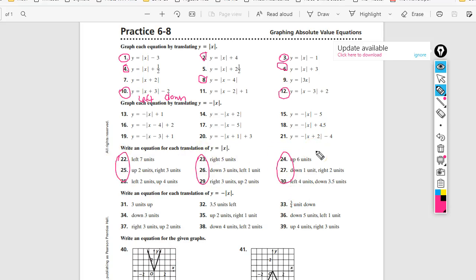And then I want you to do the ones where you have to write the equation. So you're going to have 8 that you have to graph. And then 22 through 30, you can just write the equation on your paper. Yep. All of them for 22 through 30.